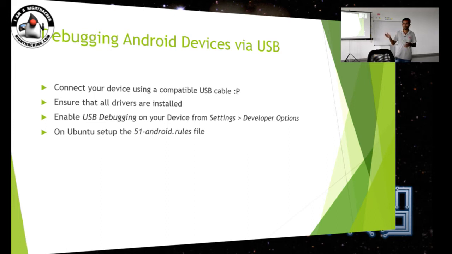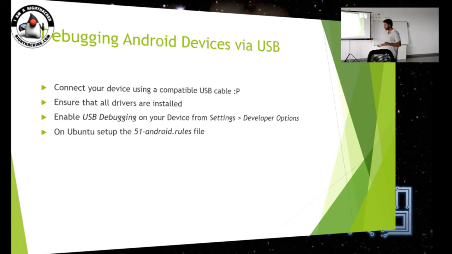Then you have to enable the debug mode on your Android device. It could be any device. And once you're done with that, you have to check that the corresponding drivers are installed, because drivers are very essential. If it is plug and play, you don't have any problems. But if it is not a plug and play device, then you'll have to get the appropriate drivers installed to get it working. And if you're using Ubuntu, there is a 51-android rules file where you have to enter the USB vendor ID, okay?